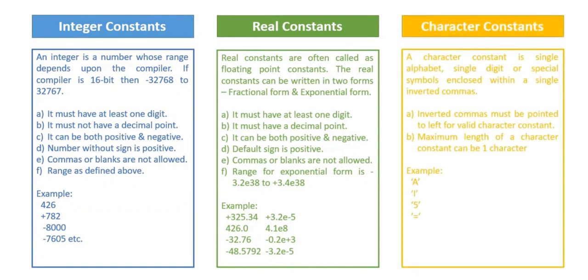And the last one is character constant. A character constant is a single alphabet, single digit, or special symbol enclosed within single inverted commas. The inverted commas must point to the left for a valid character constant. The maximum length of a character constant can be one character. As an example, you can see A enclosed within single inverted commas. Similarly, L, 5, and the equal to sign.